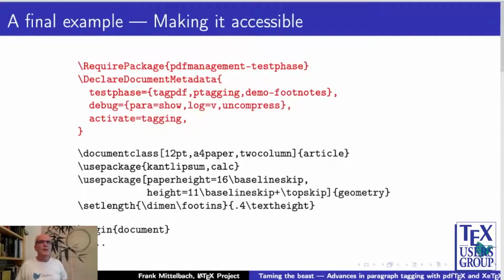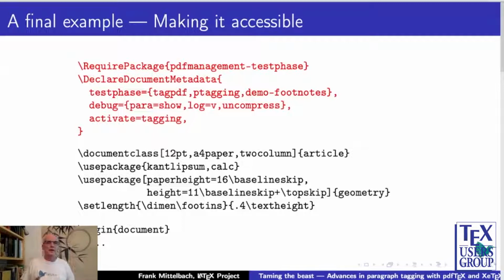The testphase key in this command is used to load extra code, which is only temporarily needed while we are still having this kind of code in trial packages. So we are loading tagpdf, we are loading p-tagging, and we load demo-footnotes. Similar thing with the debug key. It is only there so that we can get some extra information during the processing.